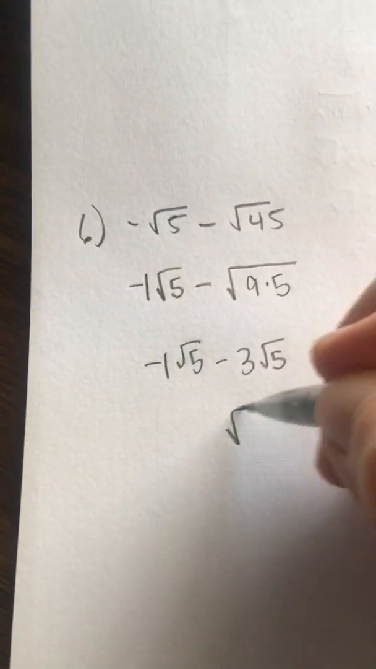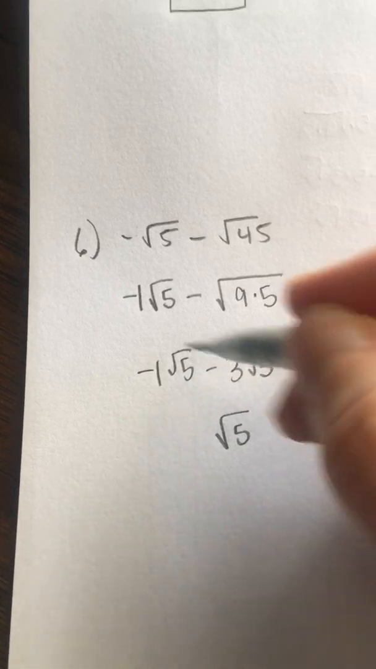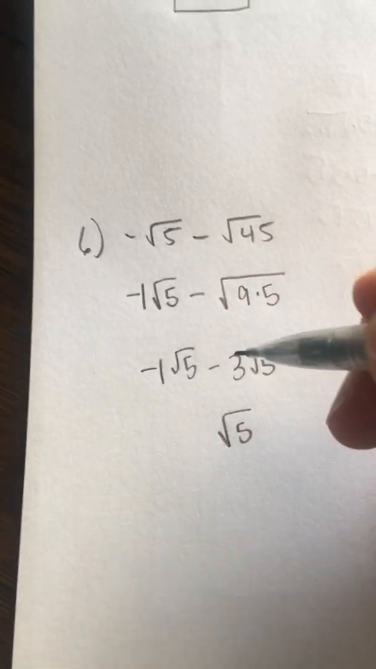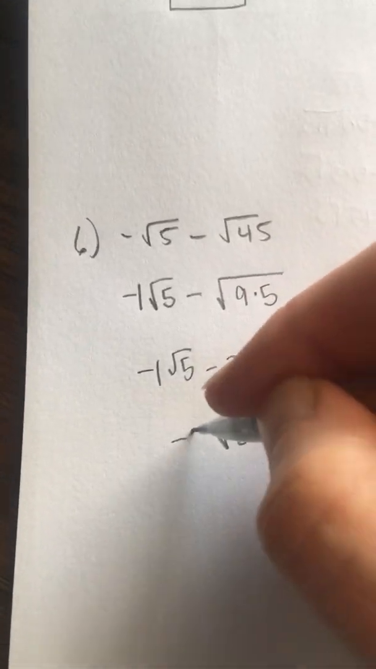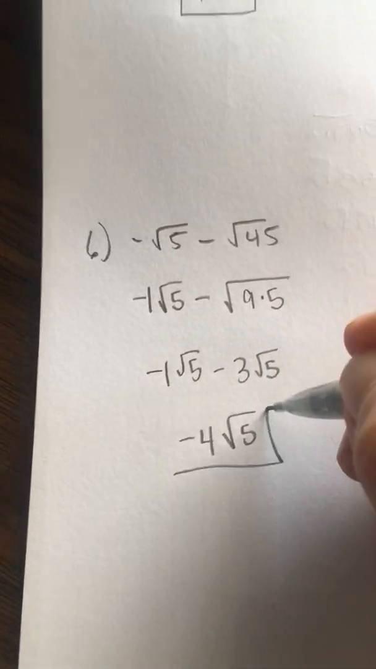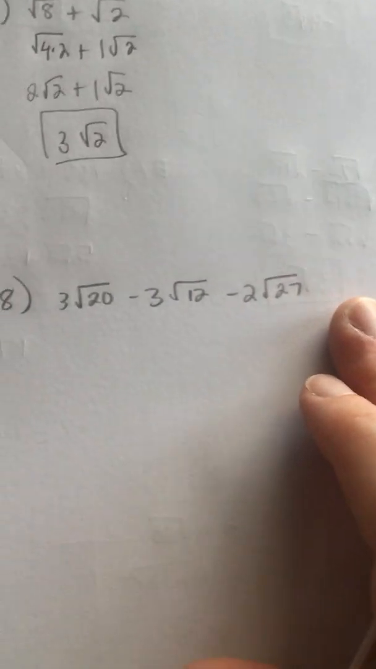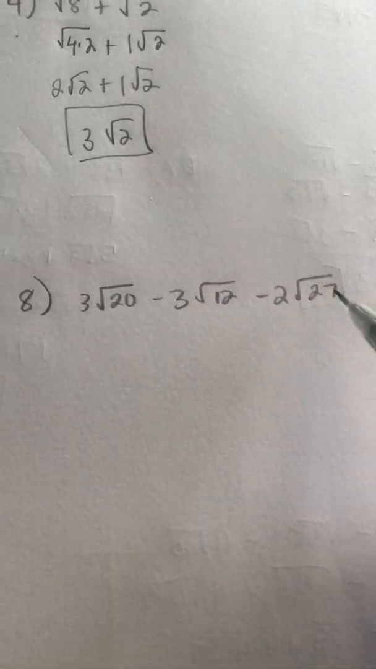Now they're like. They both have the root 5. Now I can focus on subtracting. Negative 1 and a negative 3. Same signs, add and keep to get a negative 4 root 5. And number 8. None of these are like.